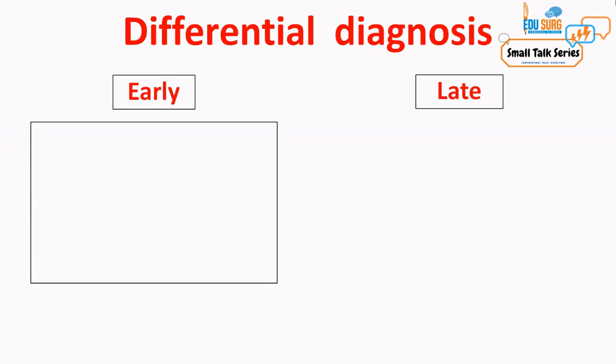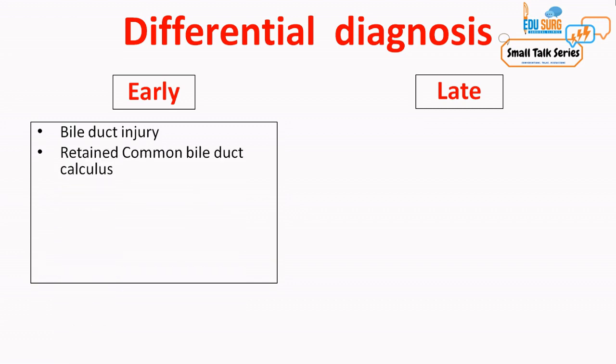What is the differential diagnosis of biliary etiology? As we have seen, early and late post-cholecystectomy syndrome. Usually the etiologies are very simple, but they are given in a very different way in the textbooks. So let us try to simplify the differential diagnosis of biliary postcholecystectomy syndrome. Sadly, the most common of these is bile duct injury, and this we have already discussed in few of our talks on Edusurg clinics, but I will just brief on it again in this talk.